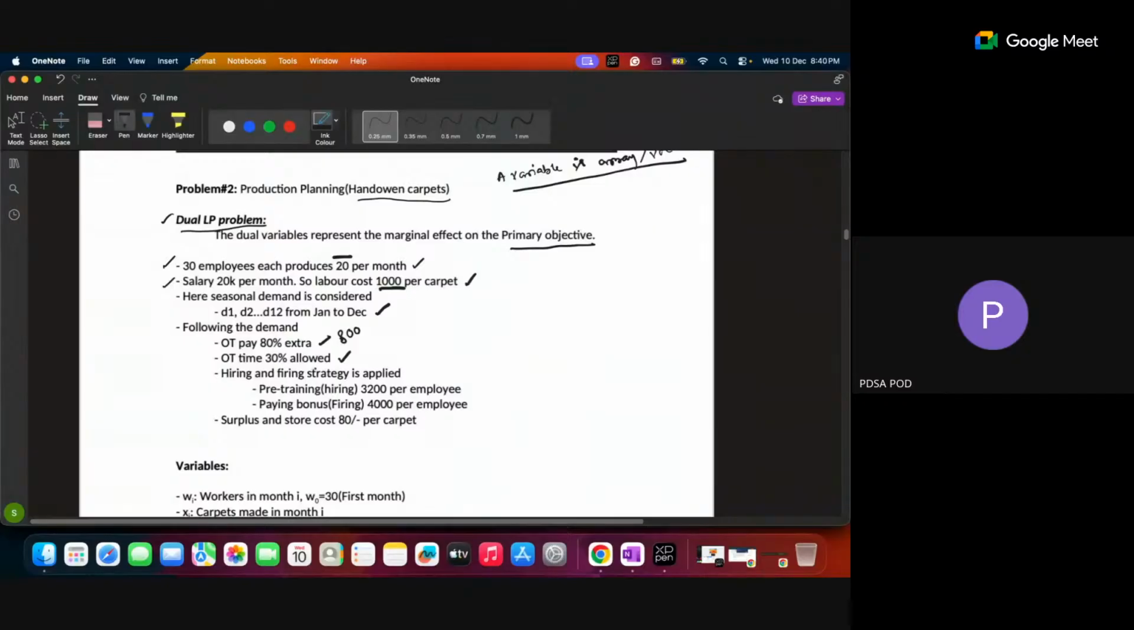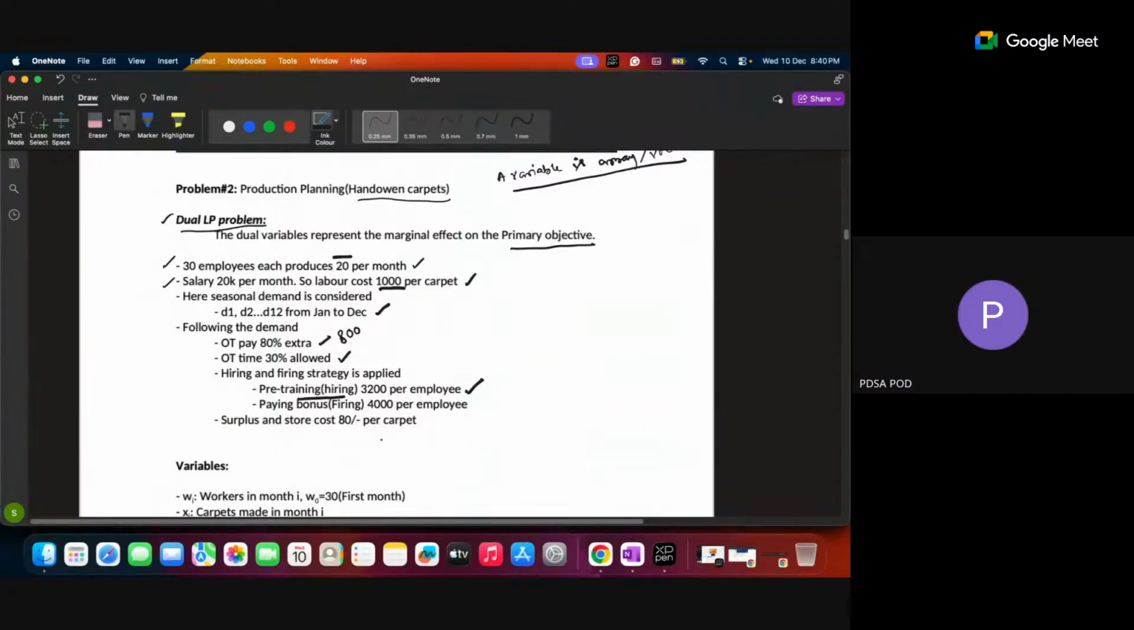We need to hire some other new employees, because the demand of next month is going to be high. So immediately at the beginning day of the next month, I try to recruit the new employees. Whenever you recruit new employees, there might be a pre-training to be given, where you need to do an expenditure of 3,200.